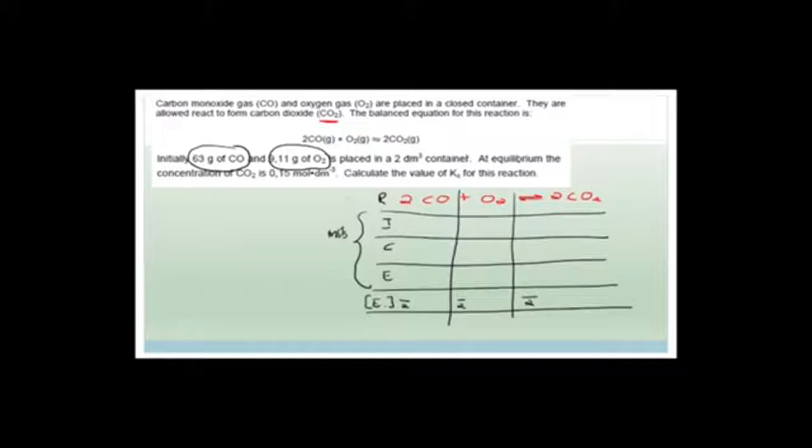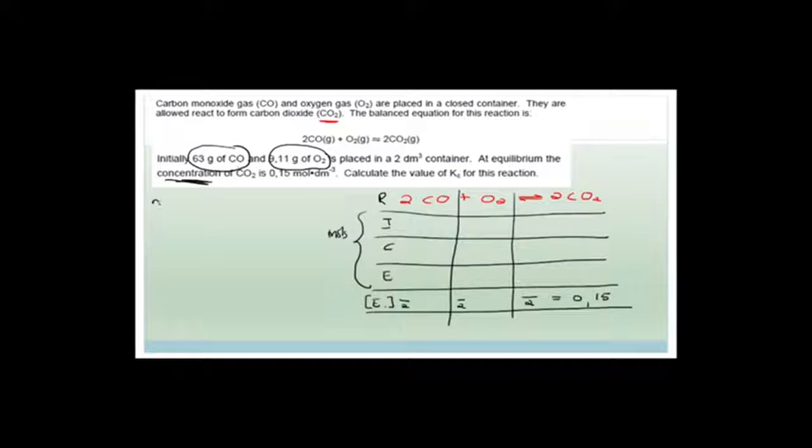They tell you at equilibrium, the concentration of carbon dioxide is 0.15. So we know that this is 0.15. Sneaky, hey. It says calculate the Kc for this reaction, okay? So we're told that the concentration of the carbon dioxide is 0.15, and we're given the masses of carbon monoxide and oxygen that were placed in a 2 decimeter cube container. So what are we going to have to do?